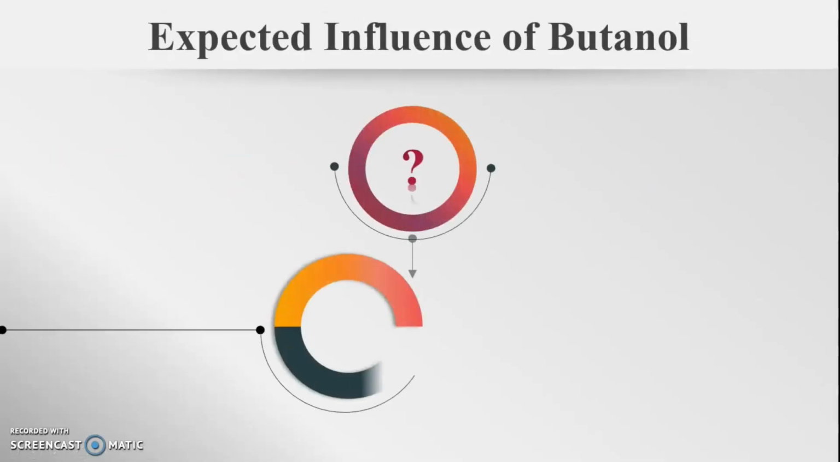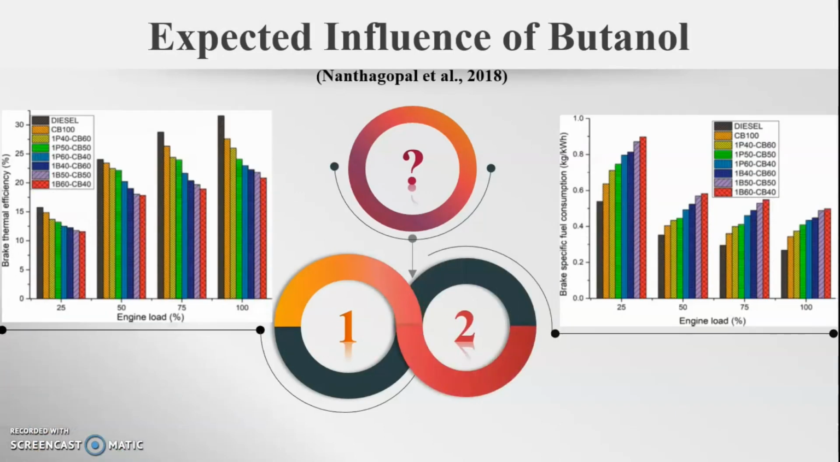Now, to understand the expected influence of butanol, we have used this study where in this graph the yellow bars represent the neat biodiesel and the red bar represents the butanol added biodiesel. Due to lower calorific value, the BTE, here is the graph for BTE versus the engine load. So the BTE for butanol added biodiesel is way less than the neat biodiesel, and it is the same for all the engine loads. Furthermore, due to the lower energy content, fuel consumption for butanol added biodiesel is actually the highest among all the other fuel blends that has been tested in this study.